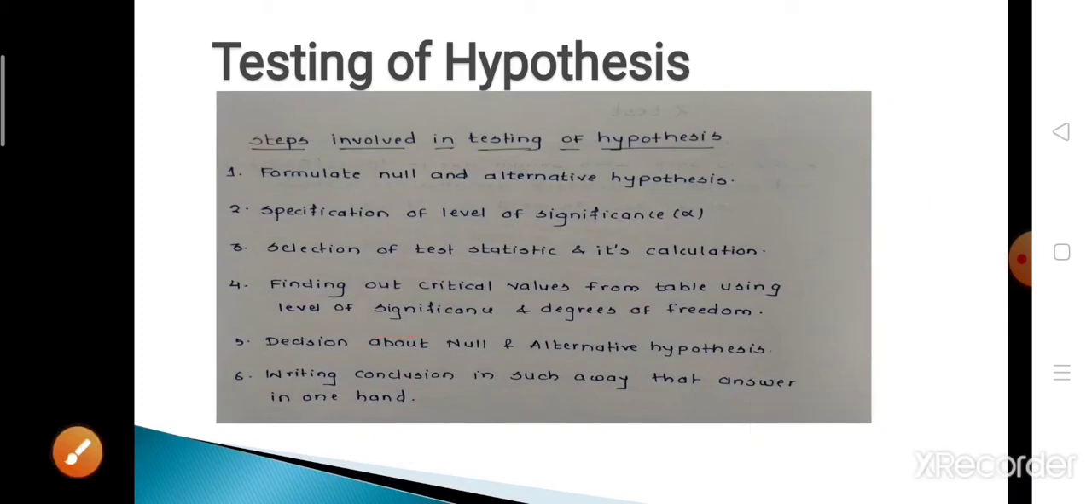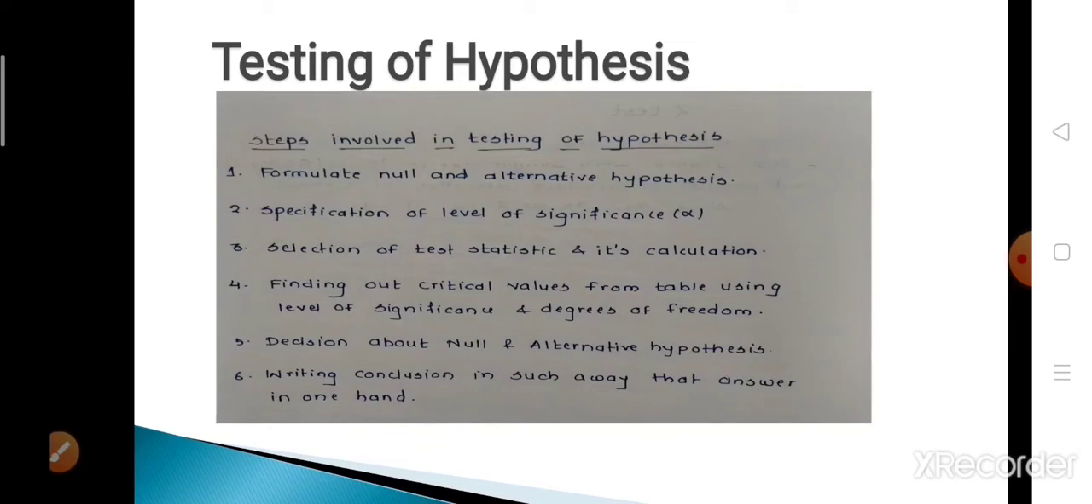Now the fifth step is decision about the null and alternative hypothesis. So the second last step is to decide whether to reject H0 or accept H0, or reject H1 or accept H1. And the last step is writing the conclusion in such a way that the answer is in one line. These are the steps involved in the testing of hypothesis.